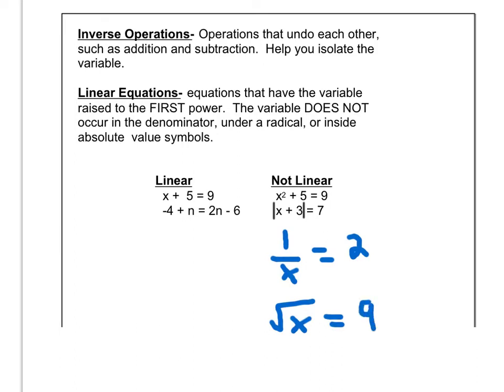So again, linear is a variable raised to the first power, and it's not in the denominator, not under a radical, not inside absolute value symbols. So that's what linear means. It means when we graph it, it's going to be a straight line. Okay, let's go on to some examples of solving equations.